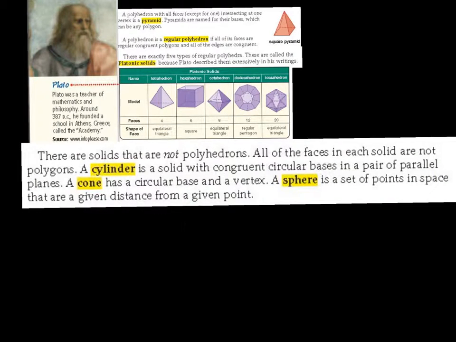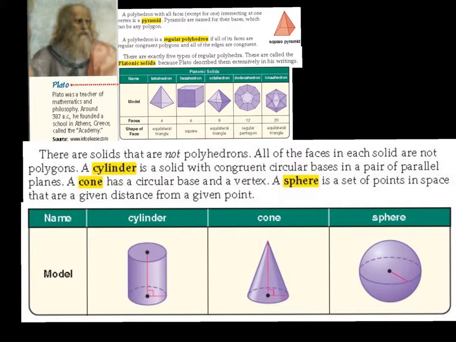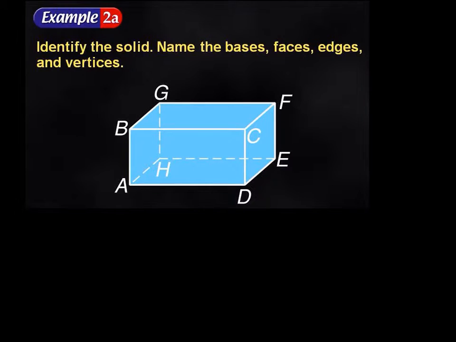There are solids that are not polyhedrons. All of the faces in each solid are not polygons. A cylinder is a solid with congruent circular bases in a pair of parallel planes. A cone has a circular base and a vertex. A sphere is a set of points in space that are a given distance from a given point.